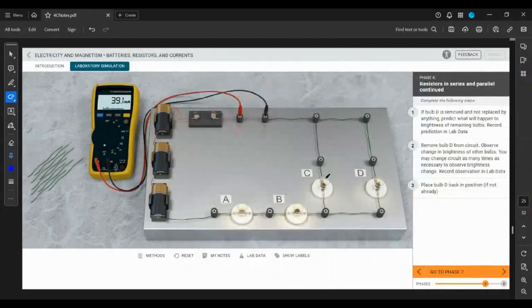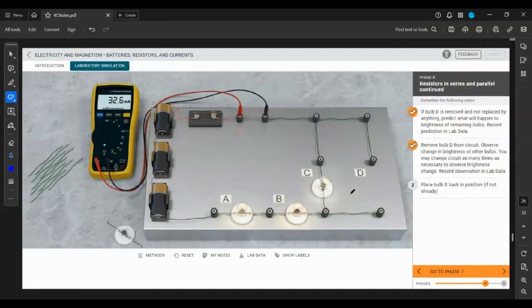Okay, this one, we don't even have to clean up our mess. We move on to the next phase. So what we're going to do now is, while this is still running, we're going to make some small adjustments, and we want to see what's going to happen. So it says here, bulb D is removed and not replaced by anything. So we open and we make a gap. And then we want to see what changed.